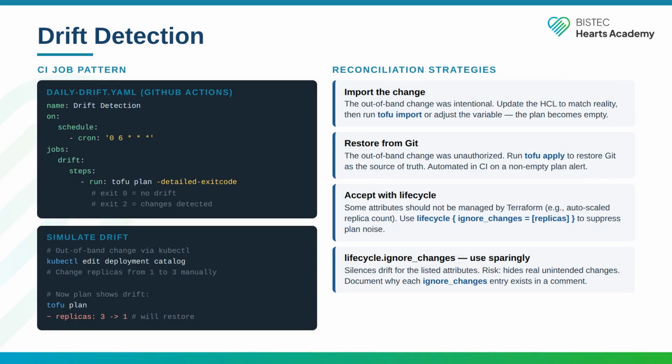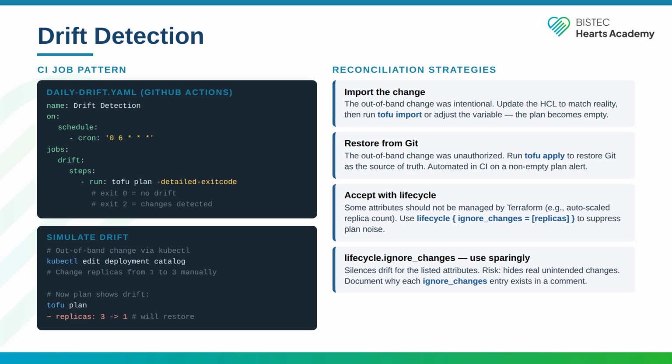Drift is the gap between your HCL definition and the live infrastructure. It happens when someone edits a resource via the cloud console, when a cloud provider modifies something automatically, or when an external process updates a resource directly. Drift is normal. The question is whether you detect it quickly and have a clear remediation path.